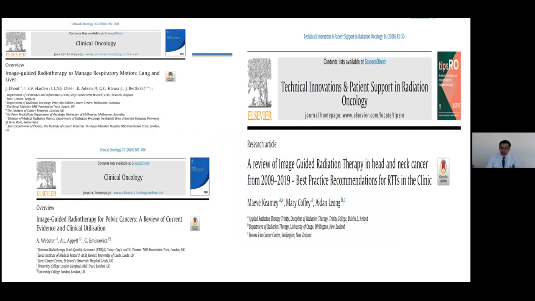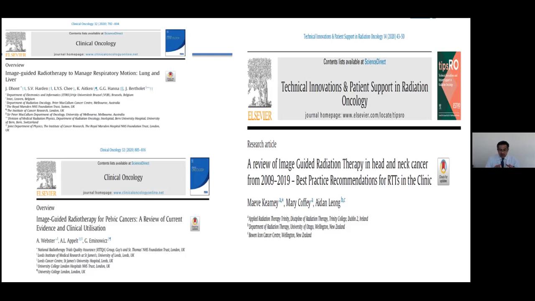Now, clinically important: there are many recent publications, in 2020 at least, discussing the importance of IGRT, image-guided radiotherapy, to manage respiratory motion in lung and liver, and also image-guided radiotherapy for pelvic tumors. It was a review of current evidence and utilization. There was also a review of image-guided radiation in head and neck, which I request all of you to go through in detail.